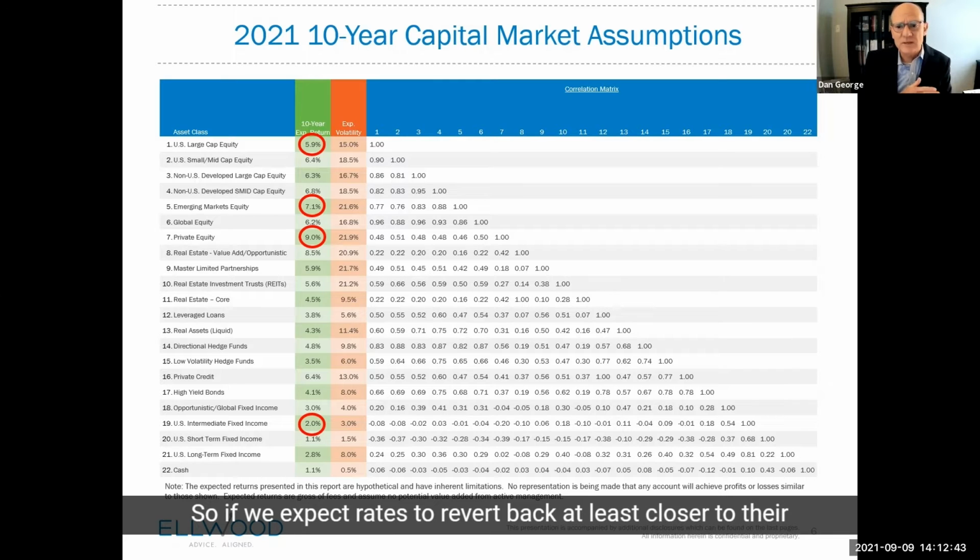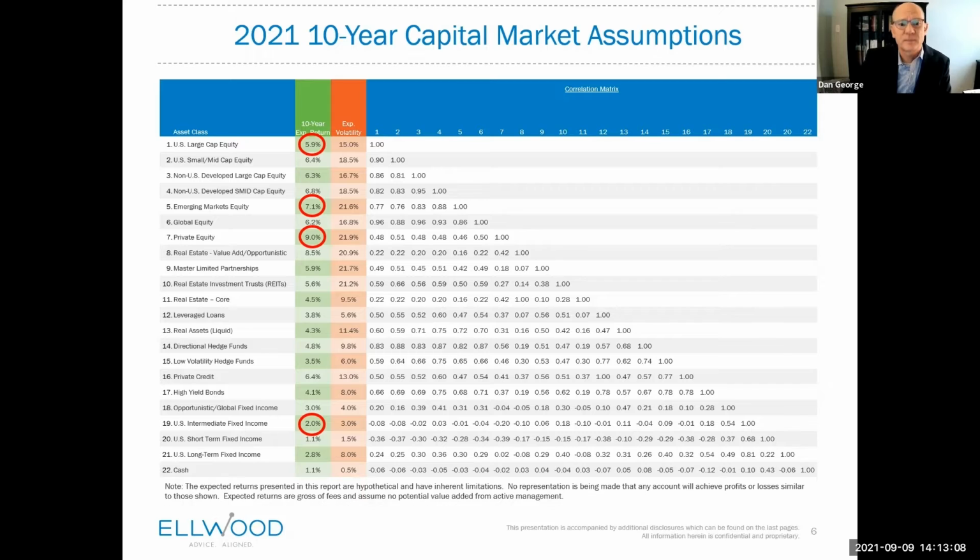So if we expect rates to revert back at least closer to their long-term average over the next decade, we expect rates to go higher, and that means bond prices go lower. So while we do expect rates to exceed 2% over the next decade, we understand that comes with some price depreciation on fixed income. And it keeps a lid on how high we can write up that 10-year expected return for the bond market.